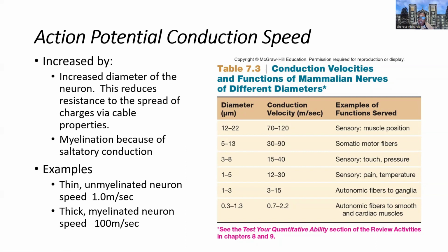So we can contrast the function of myelin with the overall function of the neuron and the diameter of the neuron. We can make a comparison of faster neurons associated with muscle versus slower neurons associated with the autonomic function.